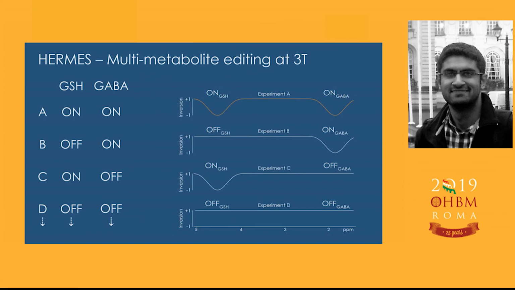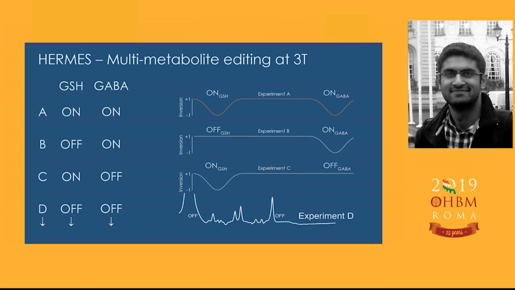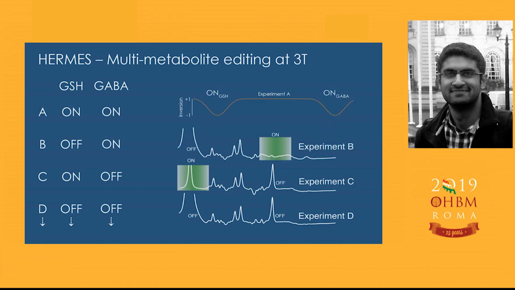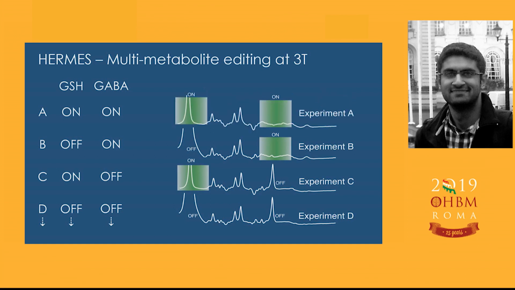So let's look at how it affects your conventional spectrum. Starting from experiment D, you're not applying any editing pulse. You end up getting a conventional MR spectrum. In experiment C, you apply the editing pulse at 4.56 ppm. You end up saturating your water signal. In experiment B, you apply the editing pulse at 1.9 ppm. You end up saturating your NAA signal. In experiment A, you apply a dual lobe editing pulse, that is editing both GABA and glutathione. However, it also saturates your NAA signal and water signal. And this is an important step to verify that your sequence works. At least you need to know whether the editing pulse is applied and whether it works the way it's supposed to work.